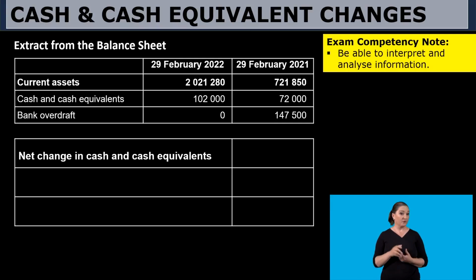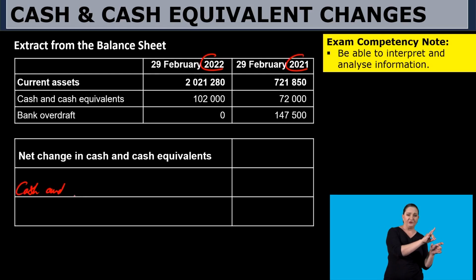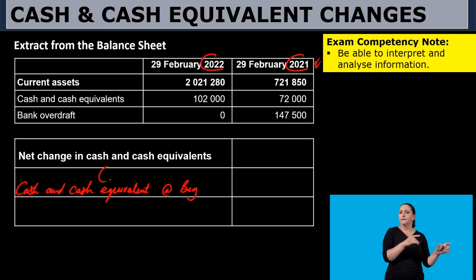So, what we are given is information for the year 2021 and the year 2022. And we seek to calculate the net change in cash and cash equivalents. We know that here I'm going to have my cash and cash equivalents at the beginning. So this is at the beginning, that is 2021. In 2021, I have cash, which is how much? 72,000.